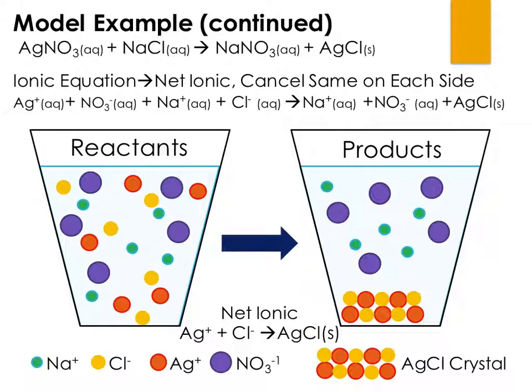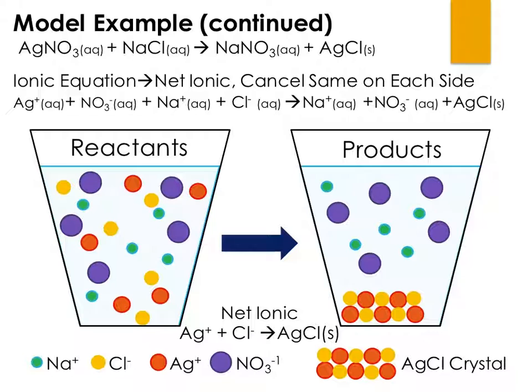Okay, so we're back to our model, and now the goal is to write the net ionic equation. So if you look on my thing here, going from my ionic equation into my net ionic equation, I have to cancel same on each side. So what does that mean? Basically, let's look at our visual here of our reactants and products. So here's my reactants. All the ions are in solution, and in the products, only some of the ions are still in solution. Some of the ions have formed this new material, the silver chloride crystal, right?